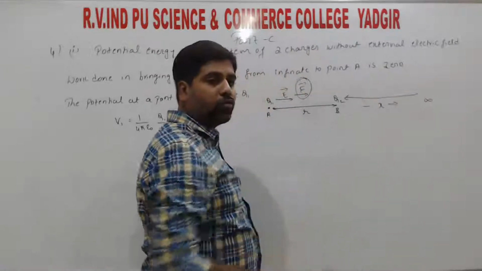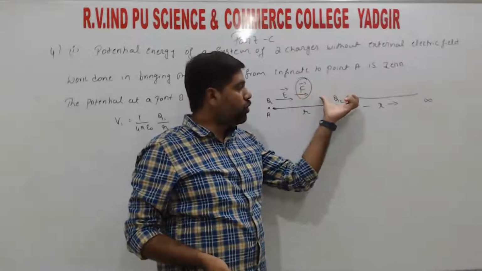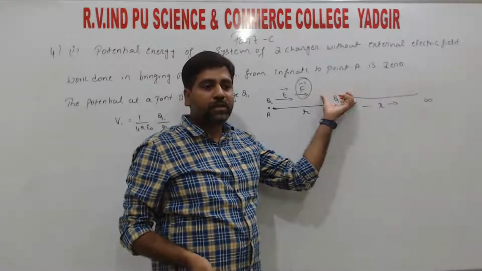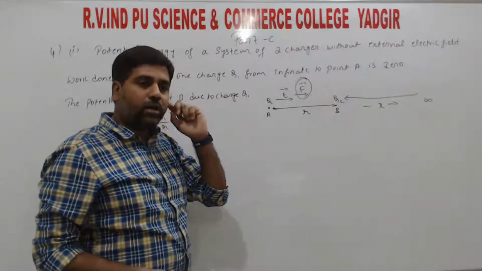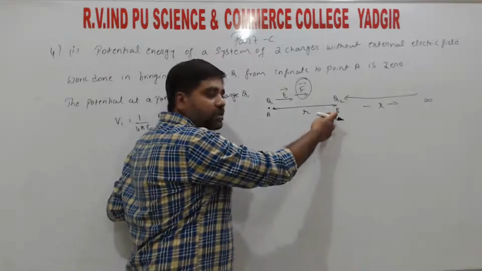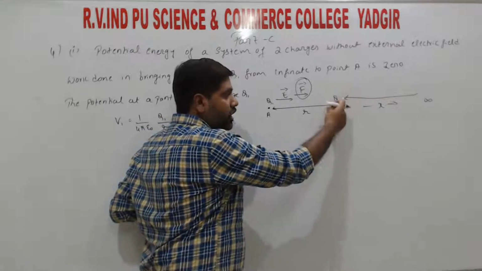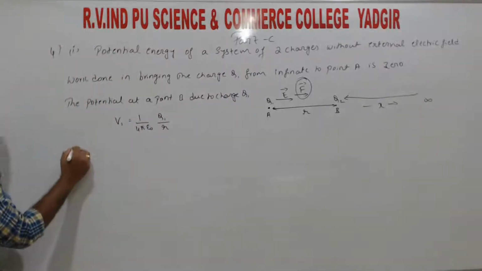So since we are bringing it from infinity, there is displacement, and there is also force, but both are in opposite directions. That means we call it negative work, right? So if both are opposite, it is negative work; if both are in the same direction, it is positive work, right? So here, hence, work is done in bringing the charge Q2 from infinity to point B, right?